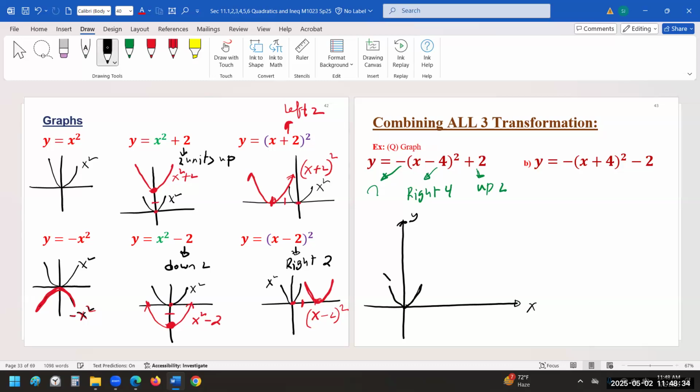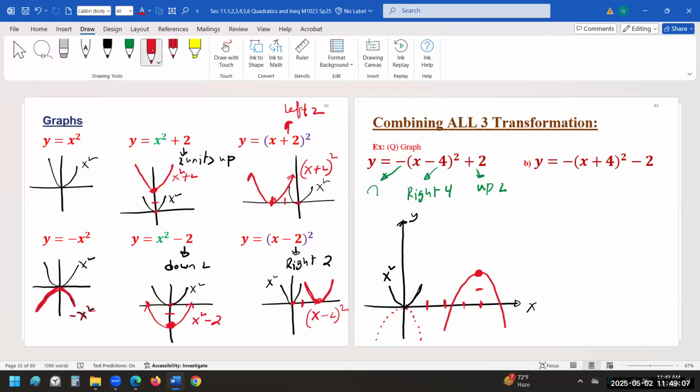So this is the original one, x squared, without any transformation. And we are shifting this. First, we are making it upside down. And then that upside down parabola, we are moving right. So 1 right, 2 right, 3 right, 4 right. And from there, we are going 2 units up. So 1 unit up, 2 units up, we end up here. So we draw an upside down parabola here.